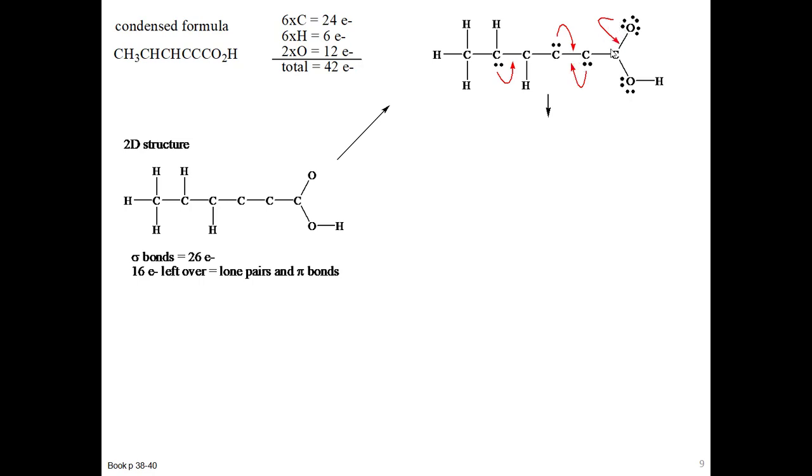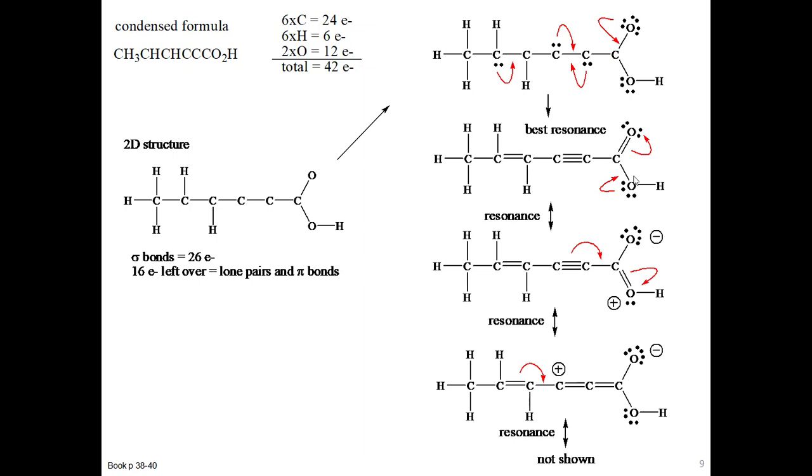I could borrow these and make one pi bond right here. So then we would get a structure that looks like this. This, in fact, is the best resonance structure. But there's other ways we could have filled in the electrons, so I'm just using this structure to show that.